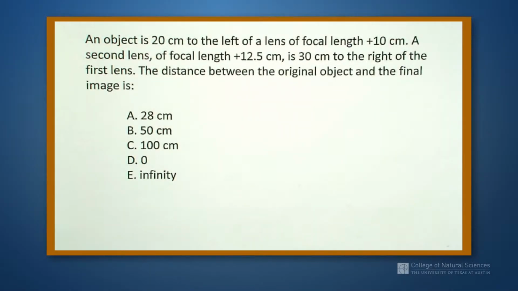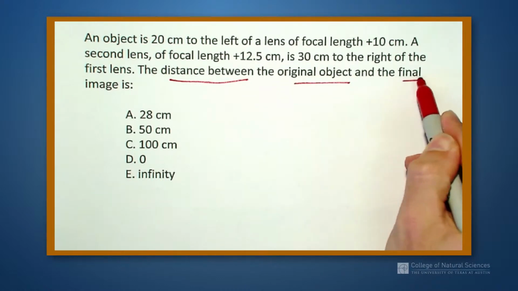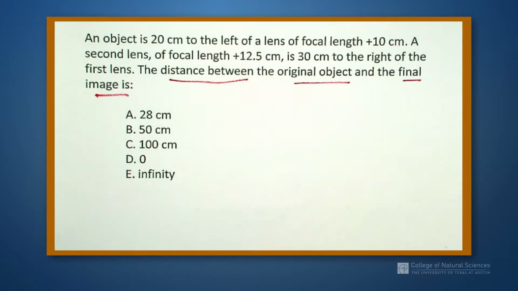So this is a little bit of an involved problem, but it's something that we can deal with together. So let's read through the question. It says that we have an object that is 20 centimeters left of a lens of a focal length of positive 10 centimeters. A second lens of focal length 12.5 centimeters is 30 centimeters to the right of the first lens. And they want to know what's the distance between the original object and the final image. So we want to measure from the original object to the final image.